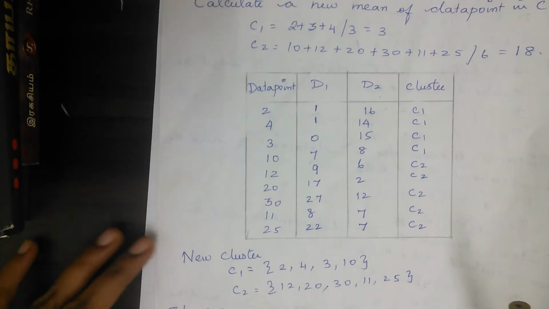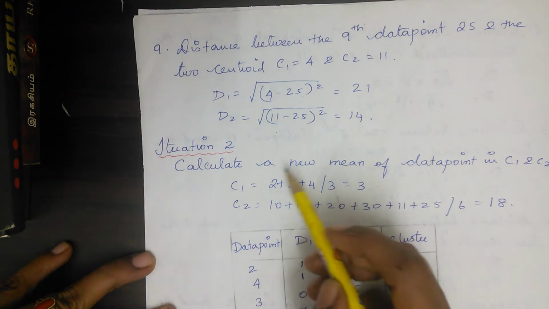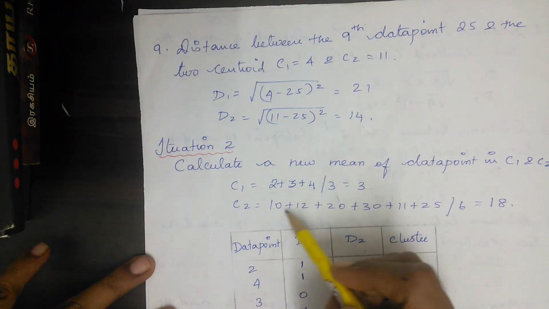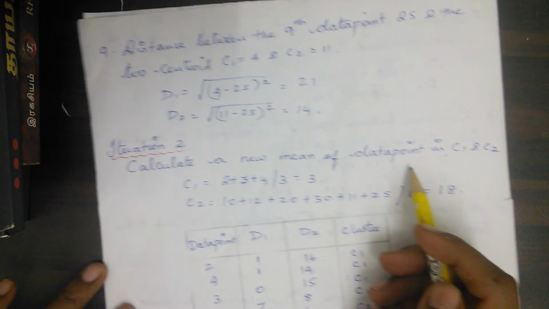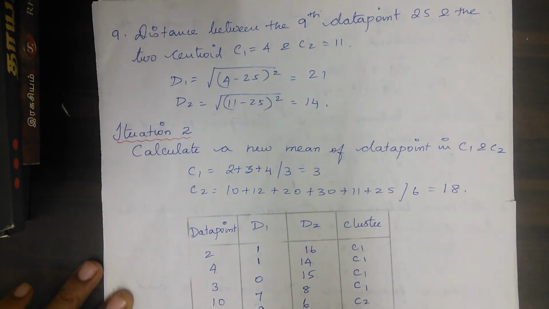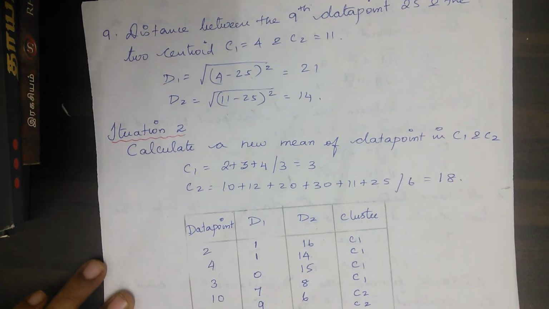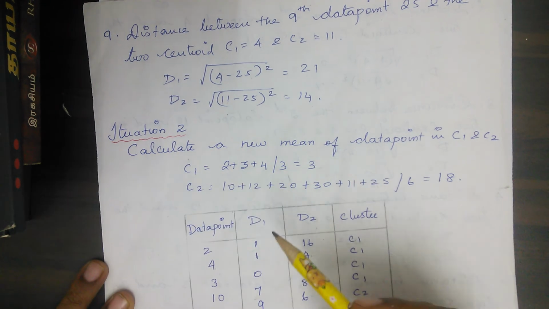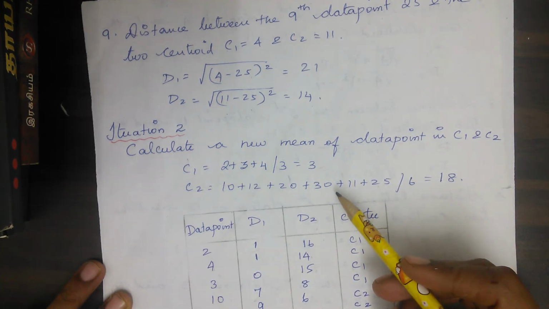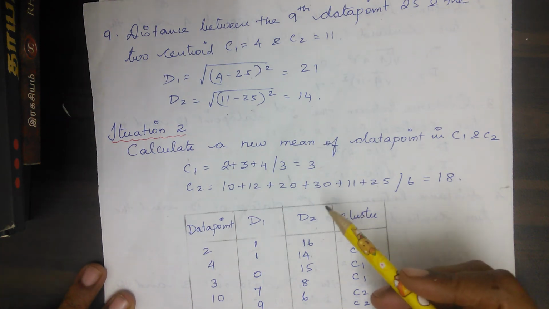Okay, fine. So we have formed it. The first cluster is 2, 3, 4, and the second cluster is 10, 12, 20, 30, 11 and 25. We formed it by calculating the distance between the first centroid 4 and the second centroid 11. Now, in my second iteration, I have to see whether by selecting different centroids I also get the same clusters.